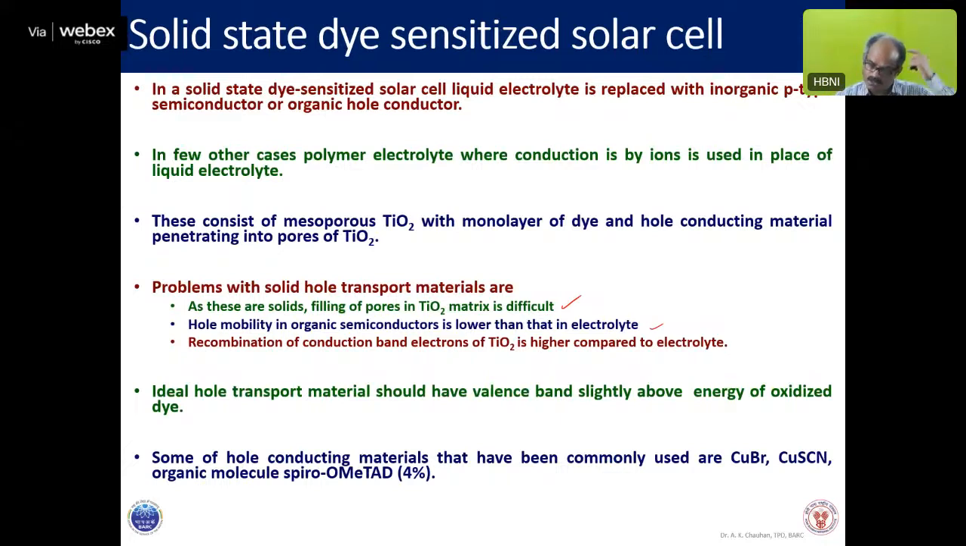You need a suitable material if you want to have transport of carriers. In that case, the energy levels should be matching very precisely. In the ideal case, a slight offset is okay. They can have less transport efficiency, but still they can work. Some of the commonly used hole conducting materials are CuBr, CuSCN, and Spiro. This is imported, the most commonly used, but it is also not very stable and very expensive.